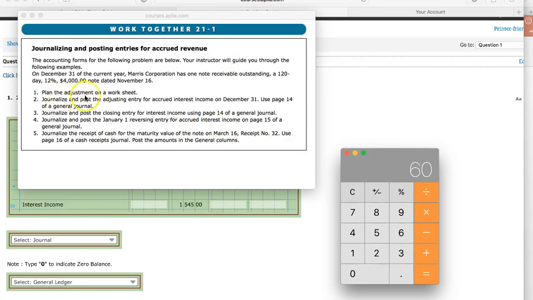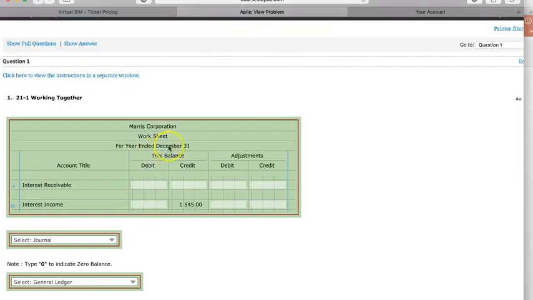So it says to plan the adjustment on a worksheet. So here is our worksheet. For interest receivable, we're going to have an adjustment of $60 in the debit column. And then for interest income, we're going to have an adjustment in the credit column. We're just doing the adjustments right now. If this had the income statement or balance sheet columns over here, we would go ahead and pull these numbers over. But it doesn't have that, so we don't have to worry about it.